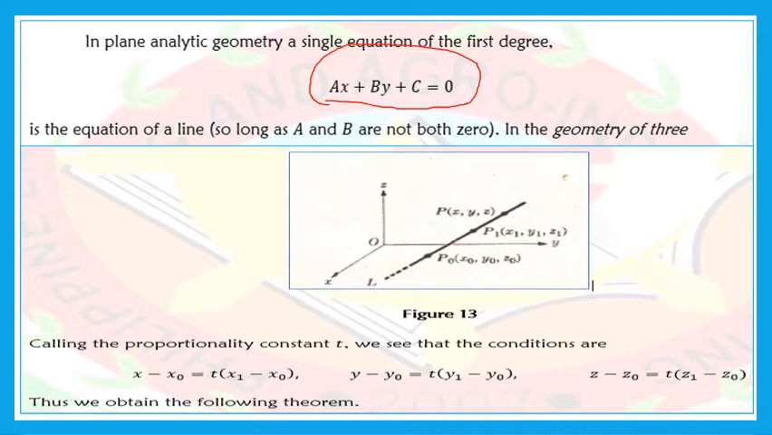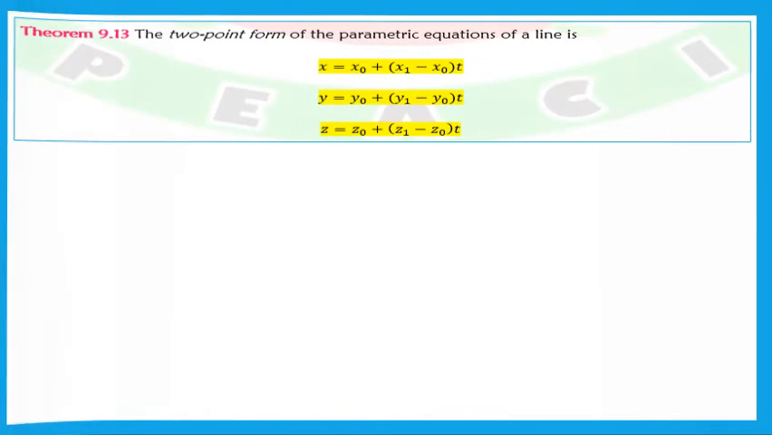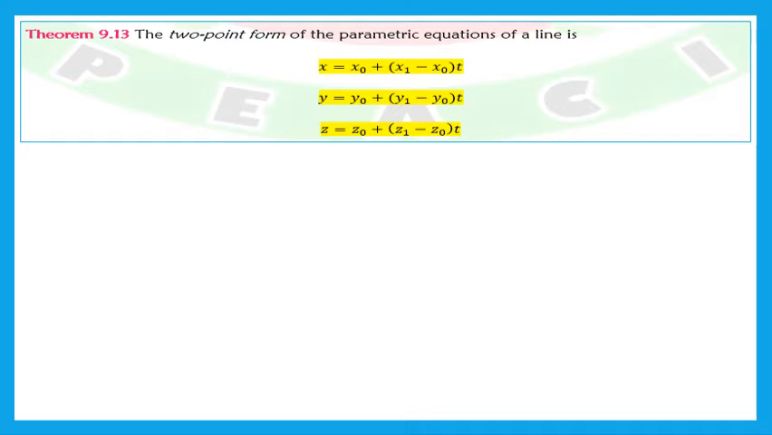Calling the proportionality constant t, we see that the conditions are x minus x sub O equals t times x sub 1 minus x sub O, and y minus y sub O equals t times y sub 1 minus y sub O, and lastly z minus z sub O equals t times z sub 1 minus z sub O. Thus, we obtain the following theorem: the two-point form of the parametric equations of a line. We also have a two-point form of the parametric equation of a line in 3 dimensions, just as there is in 2 dimensions.